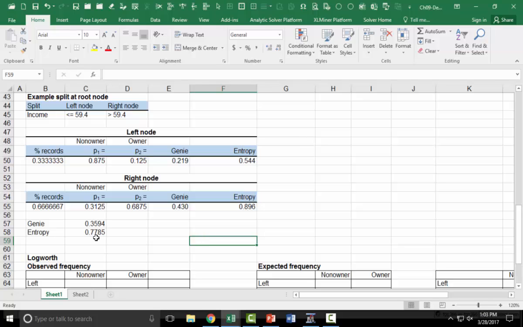Okay. So this is a fairly high Gini value and entropy. Remember, for a binary target, the maximum value for Gini index is 0.5 and for entropy is 1.